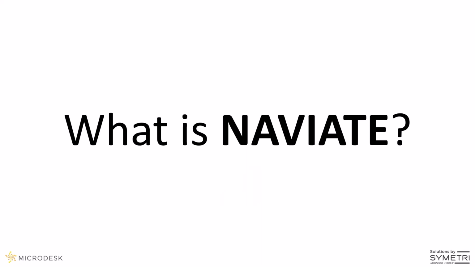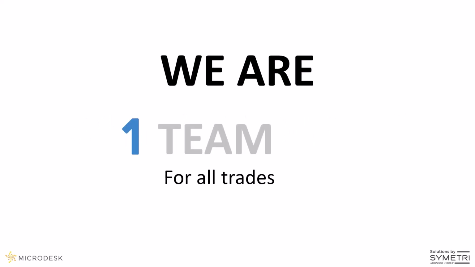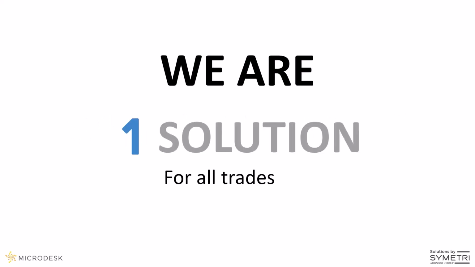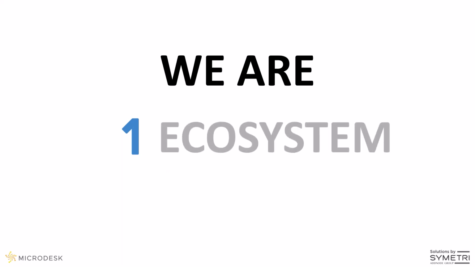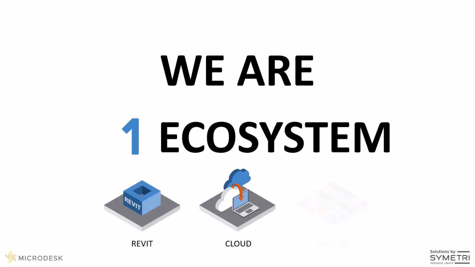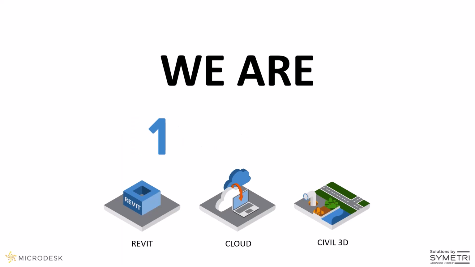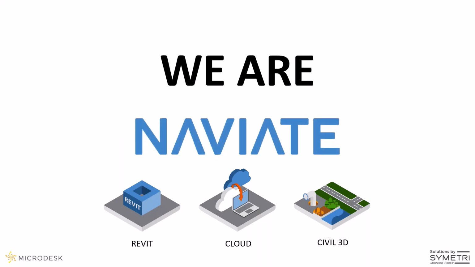Like I do in all my Naviate webinars, I like to start with a little bit of an overview for anyone who is new to Naviate, or this is the first time you're seeing anything about Naviate. I like to answer the question, what is Naviate exactly? With Naviate, we are an entire product line for all trades, one team that you can work with, a solution to streamline all of your workflows, and one ecosystem for your Autodesk products. We have Naviate products for Revit, for BIM 360 and the Autodesk Construction Cloud, as well as for Civil 3D. So we're more than just one Naviate product, we're an entire portfolio of products.